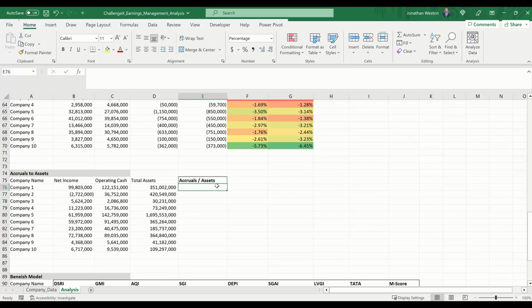Next is accruals to assets. As you saw in the instructions, accruals are the difference between net income and operating cash flow. And then we want to divide that by total assets to get the ratio.